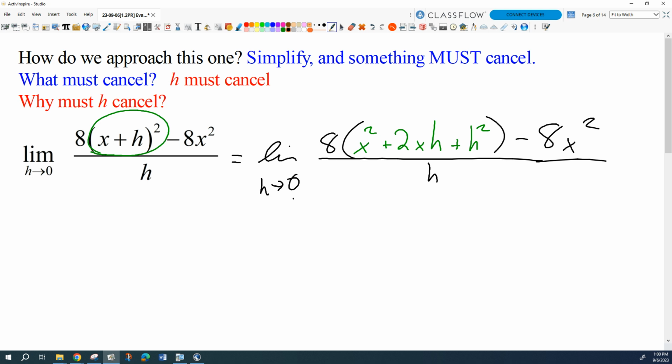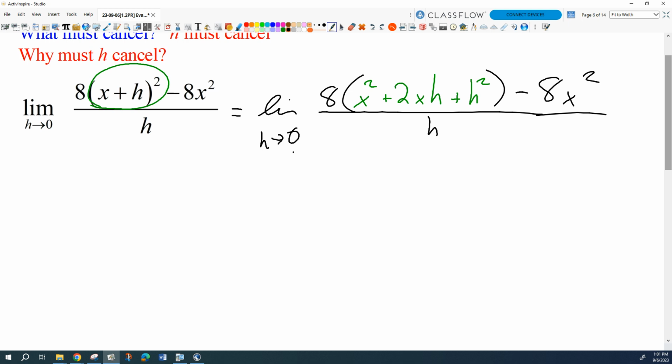Not factor it out. What do you mean? Distribute the 8, right? How come? Because we want to completely expand this so we can combine like terms on the top. Okay. What do you think is going to happen? Okay, the 8x squareds are going to cancel out. And well, we'll see what happens here. So the 8x squareds cancel.